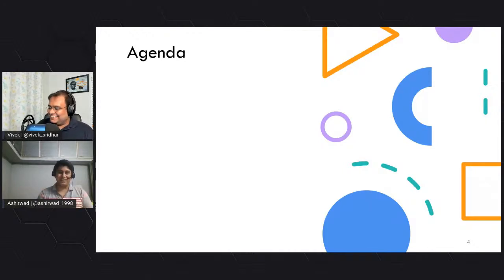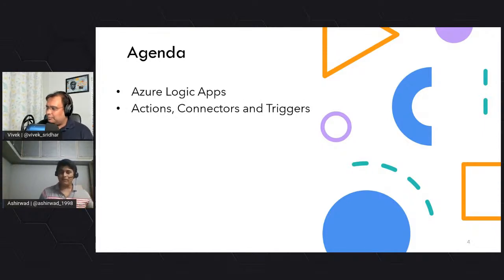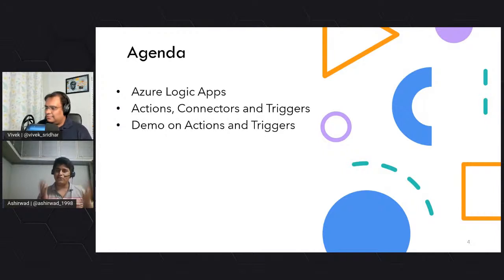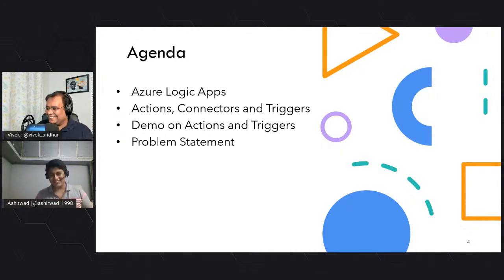So yeah, let's get started with the agenda. We're gonna kickstart the whole session by talking about what Logic Apps are. Then we will have a quick introduction about actions, connectors, and triggers. I'm just going to give you an overview because this is going to be a lightning talk, and I don't want to keep you waiting on a Friday evening. Then we'll have a small demo on actions and triggers. Then we are going to have a look at the problem statement. Vivek has already shared the problem statement that we are going to solve. We are going to solve it, and then finally we are going to have a Q&A.